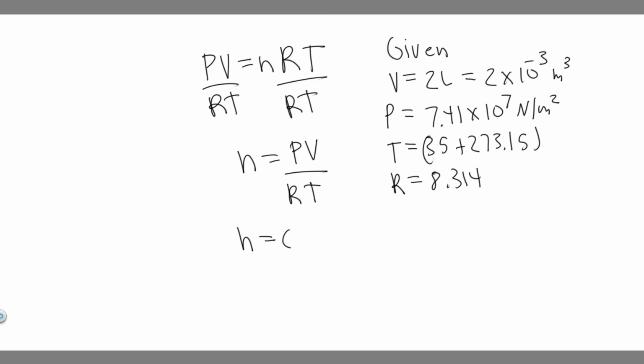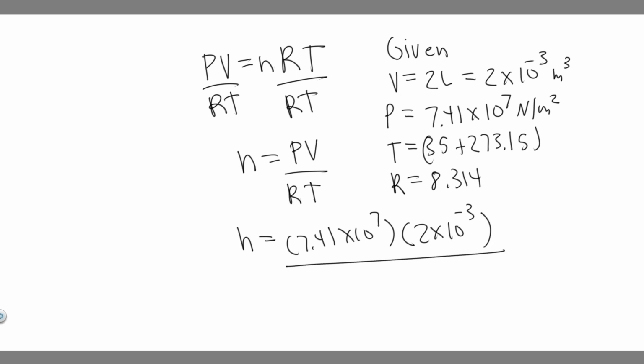So we're going to start with the pressure. So we have 7.41 times 10 to the 7. Multiply that by the volume, which we said was 2 times 10 to the minus 3. And then we're going to divide by the R, which is 8.314. And then multiply it by 35 plus 273.15.